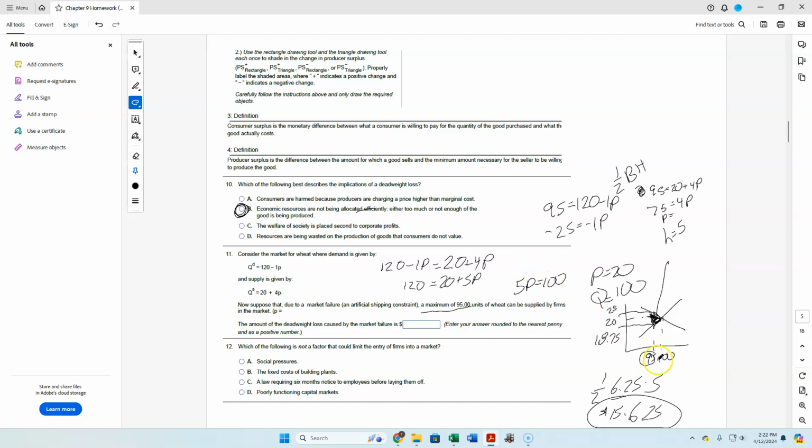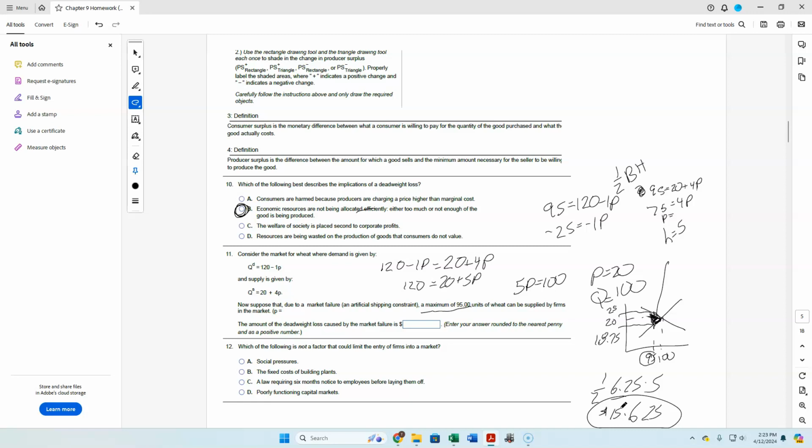Let's review the steps here. I drew this out and I solved for the equilibrium price and quantity. I found that to be 20 and 100 just by setting demand equal to supply. Then I was told of the restriction of 95. Put that into your picture and you can pretty easily see that the height of that triangle is 5. And I just need to solve for the base of that triangle. I can find the base by putting in a quantity of 95 into each of the functions and solving for the prices, which I did. Found a difference of 6.25 for the base of that triangle. In essence, I was just taking 1/2 base times height.